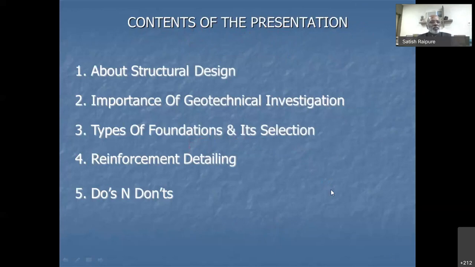The contents of my presentation: I am going to tell you a little about structural designing, what structural designing is, then the importance of geotechnical investigation, and then we will discuss the types of foundation and their selection. And a very important aspect of construction, that is reinforcement detailing, and then a few do's and don'ts at site, which may lead to some casualty during the construction, particularly in the excavation.